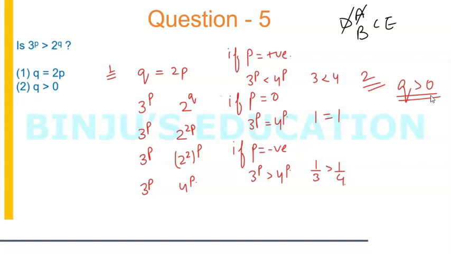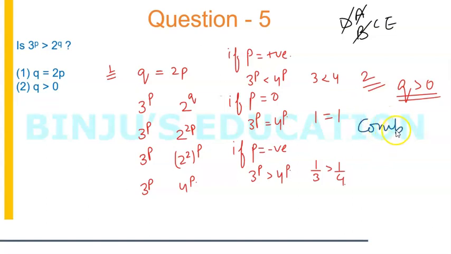Again, if P is greater than 0, then 3 to the power P will be greater than 2 to the power Q. If P is equal to 0, in that case 2 to the power Q will be greater. If P is negative, then again 2 to the power Q will be greater. Do you have a conclusive result? No. B goes out.